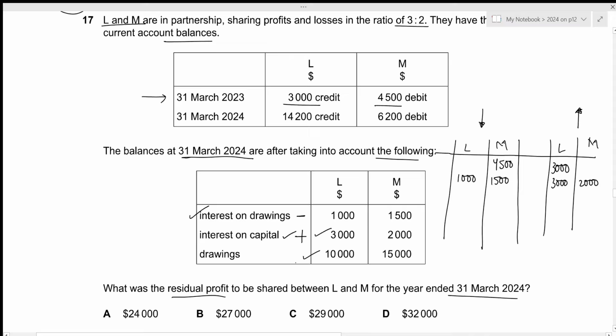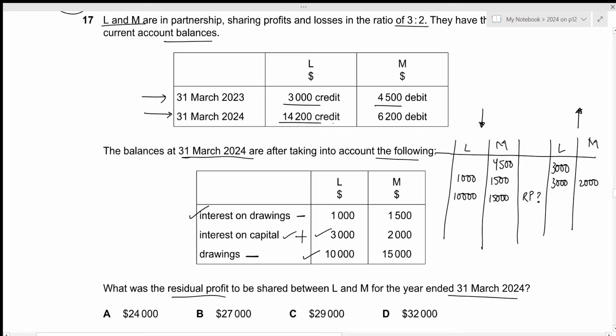Then we have drawings. Again, drawings is something that the partners will have to pay to the partnership. So this will reduce their current account balances. We need to record it on the debit side. We have 10,000 and 15,000. Now, residual profit is something that will increase their capital balance. So the profit should be recorded on our credit side. We're trying to figure this out. This will act as the balancing figure. Now, for the closing balances, we have 14,200 credit for L.